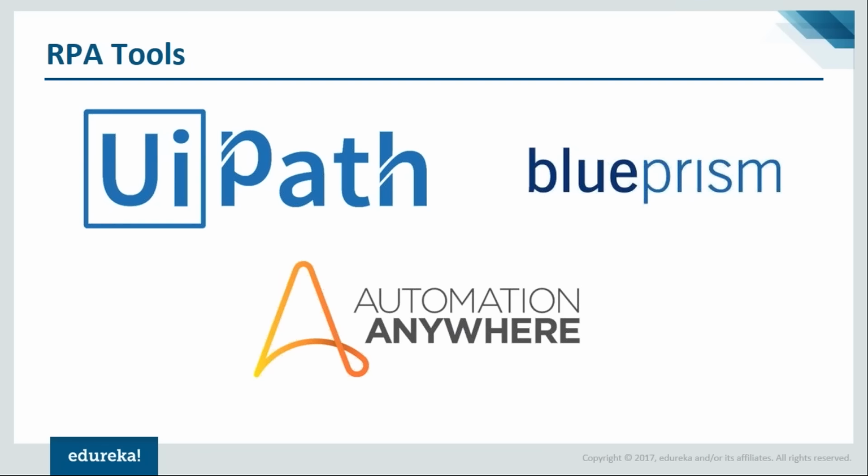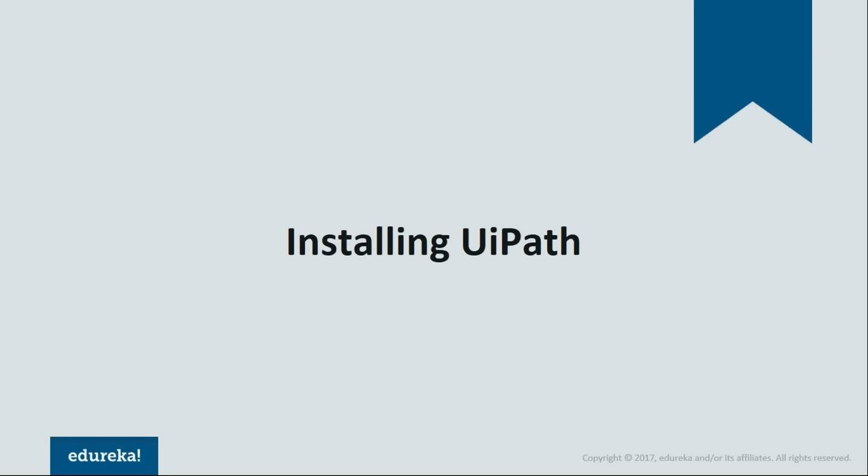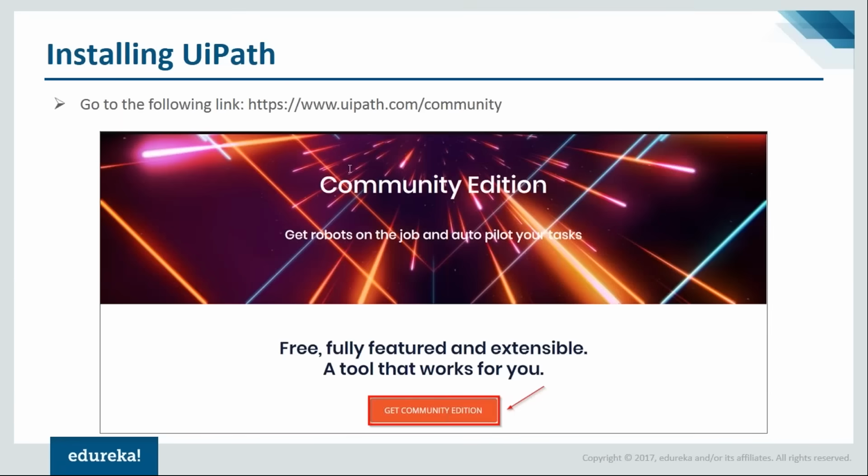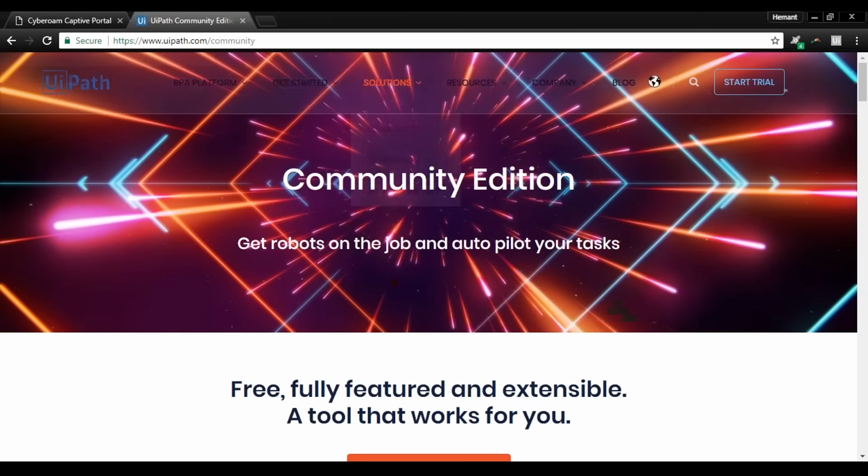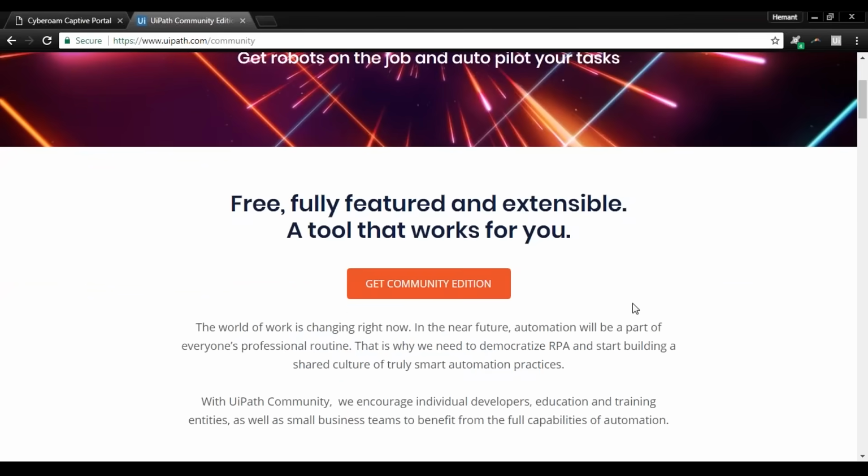For you to practice, the first thing that you have to do is install UiPath Studio on your system. For doing that, you first have to go to this particular link, that is uipath.com/community. Once you go to this particular link, let me quickly show you. This is the website that you'll be getting, all right? So scroll down and click on Get Community Edition.